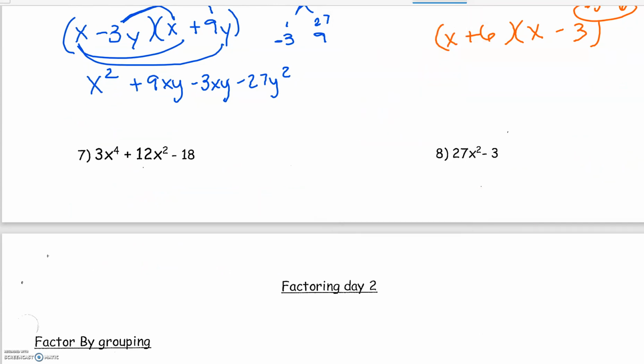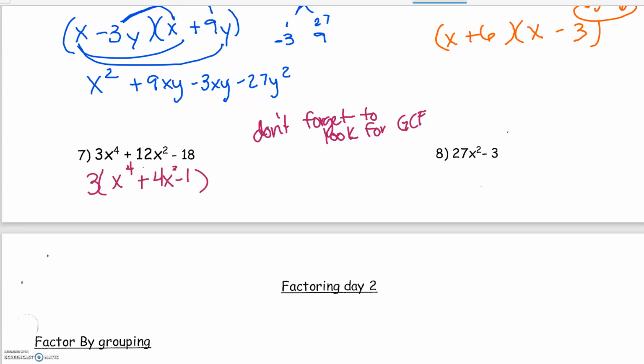All right, so on this next one, number 7, notice that this has a number in front here. So we always want to look to see if we can take out the GCF. So don't forget to look for a GCF to help simplify. So we can take that 3 out. And then we'll look for factors of 6 that add to get 4.